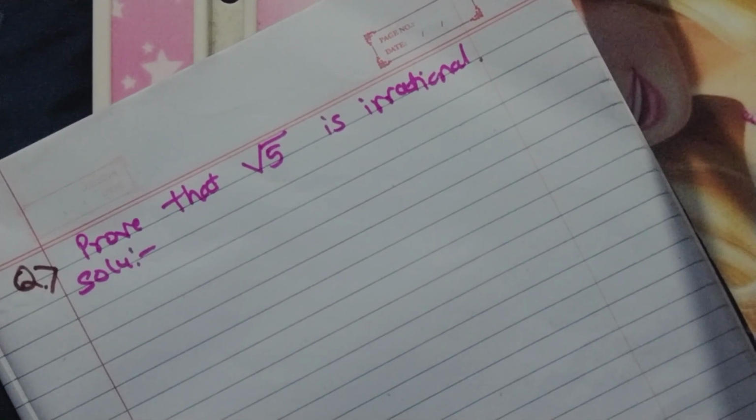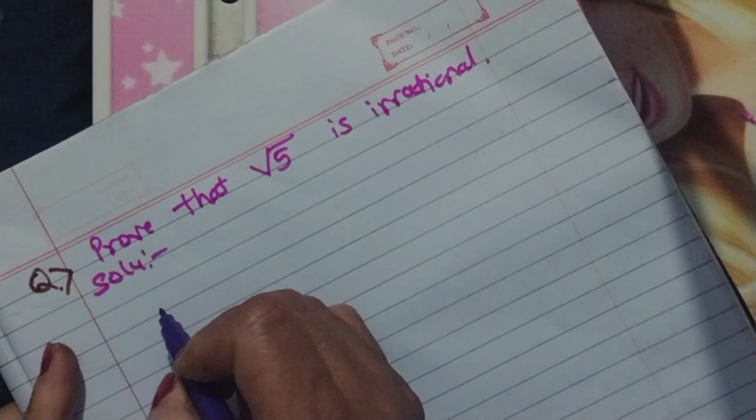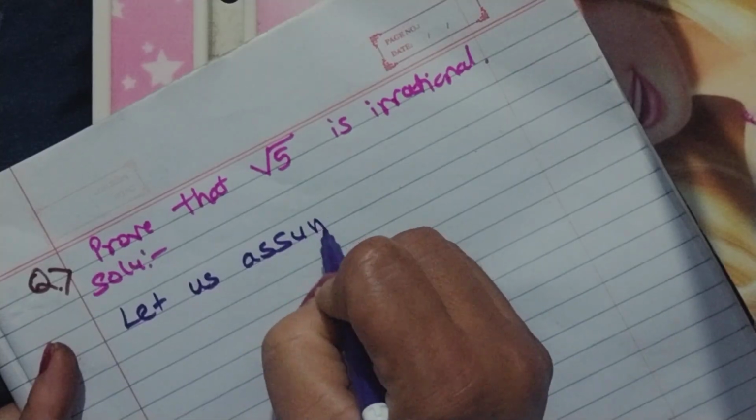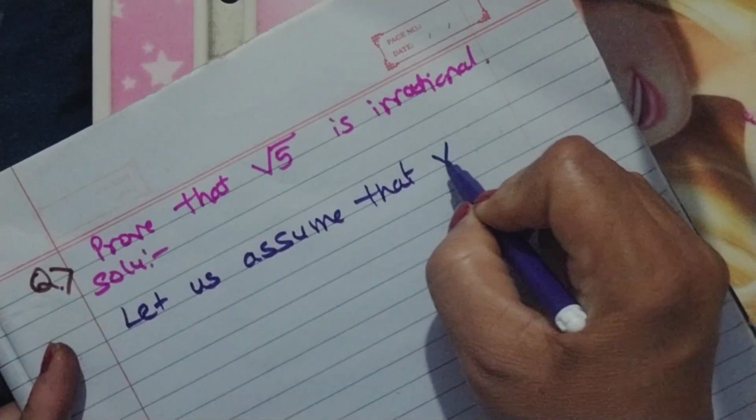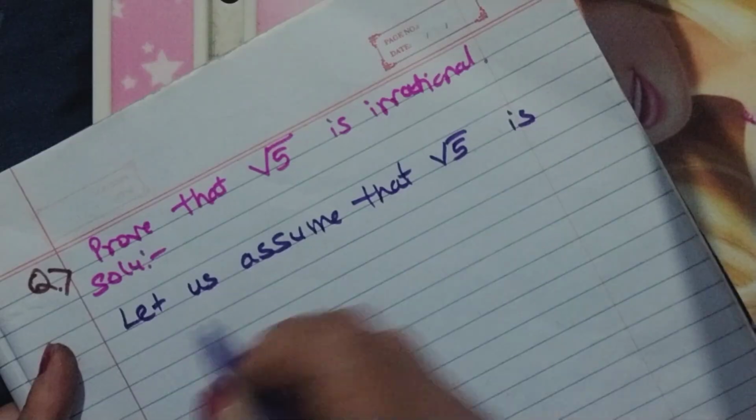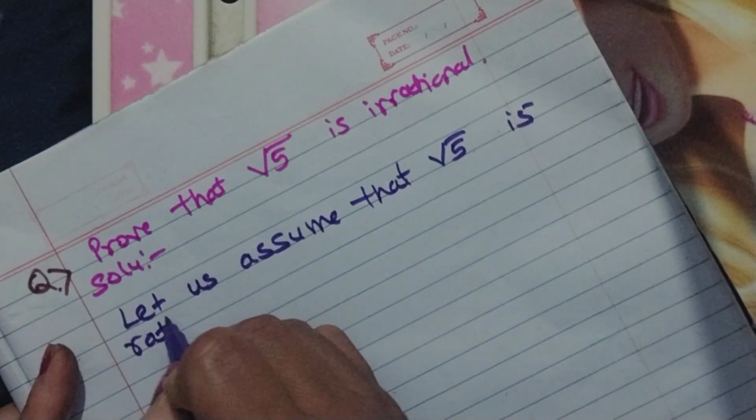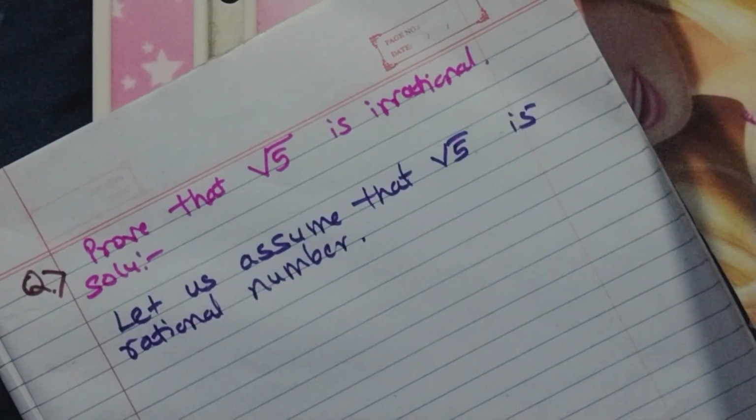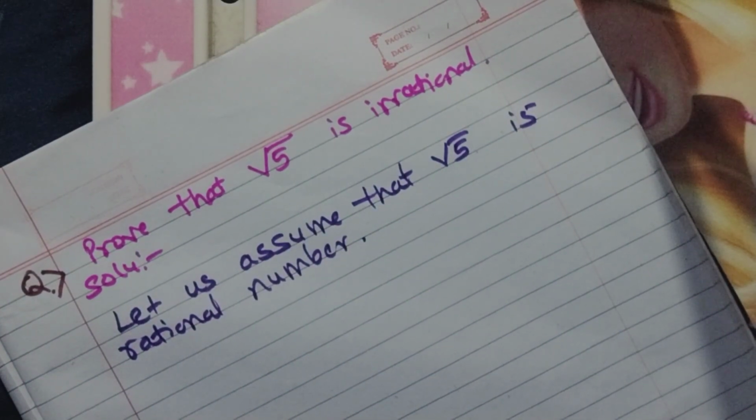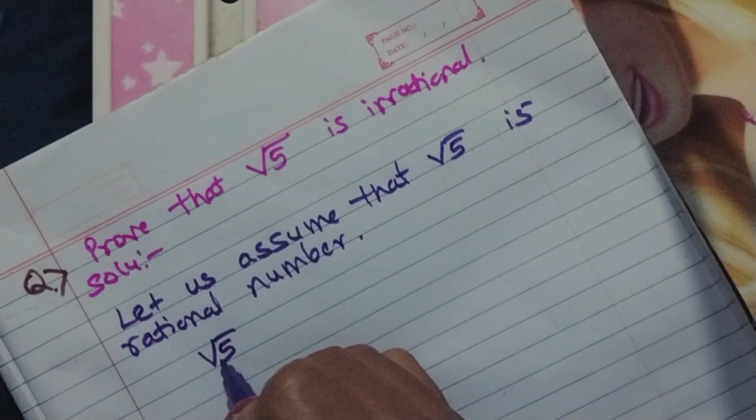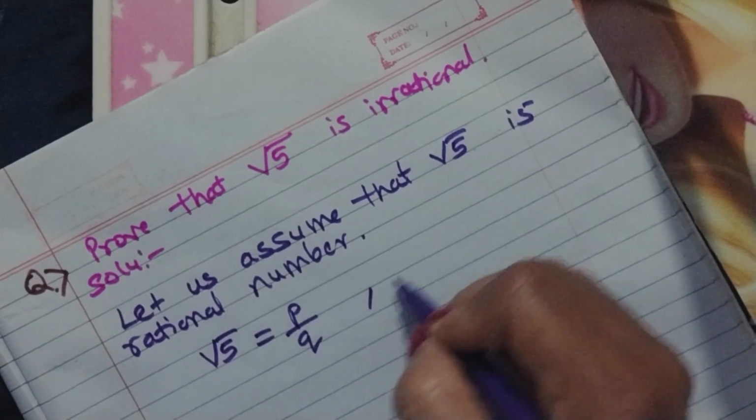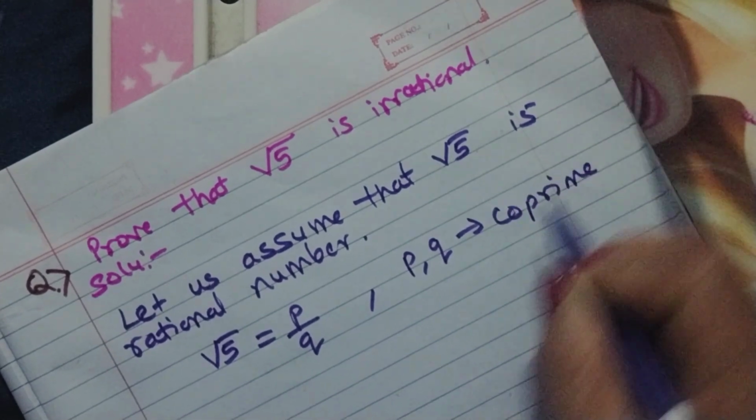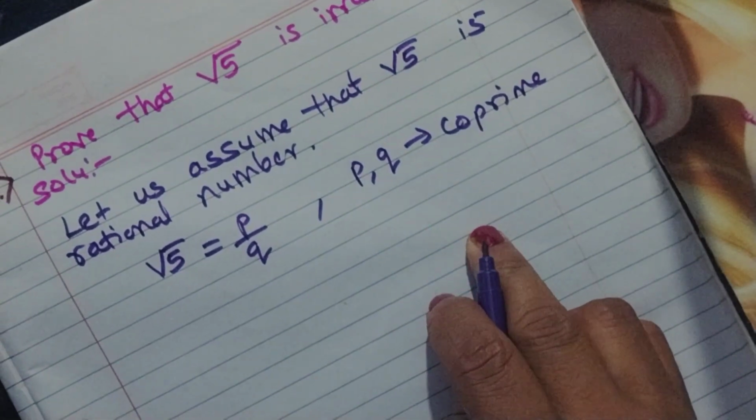So we prove this example using contradiction. So we write the solution here. Let us assume that under root 5 is a rational number. If under root 5 is a rational number, then it can be expressed as p upon q. Therefore, under root 5 is equal to p upon q, where p and q are integers and they are co-prime.